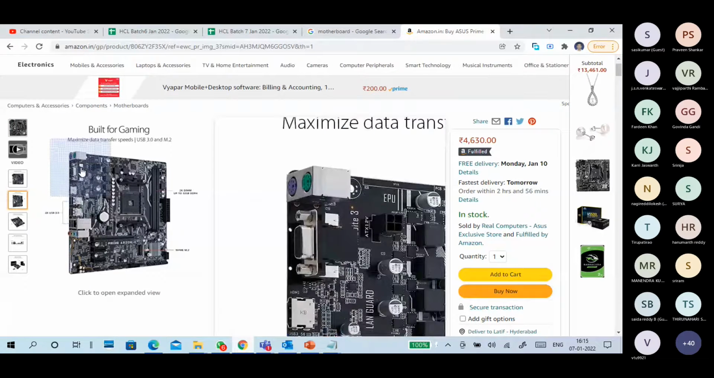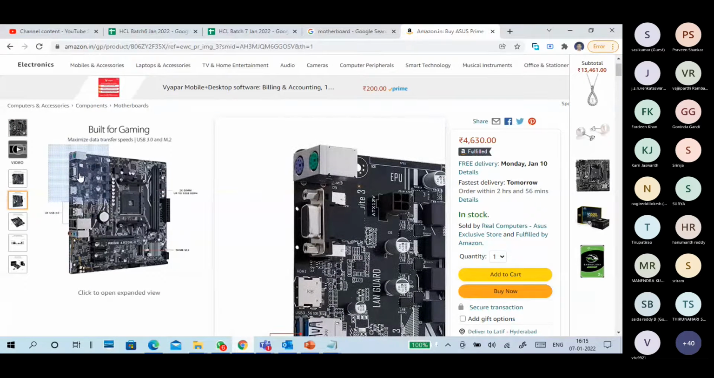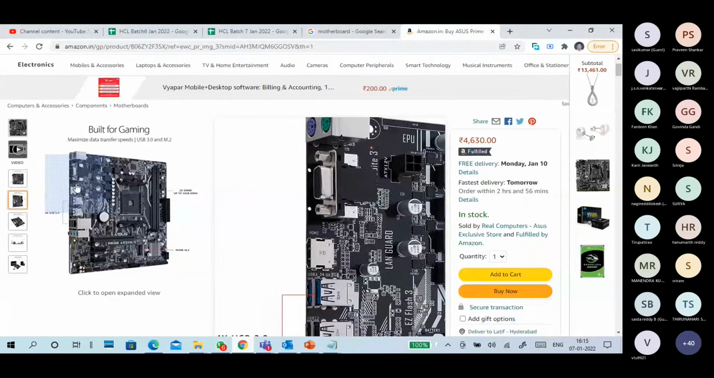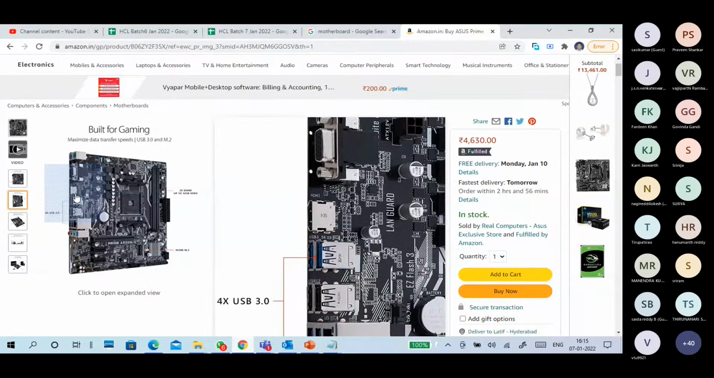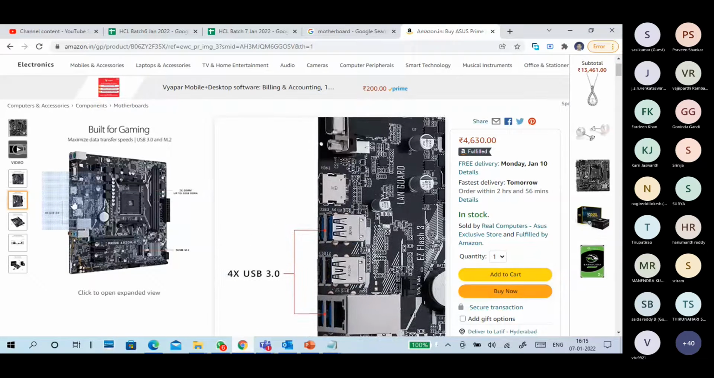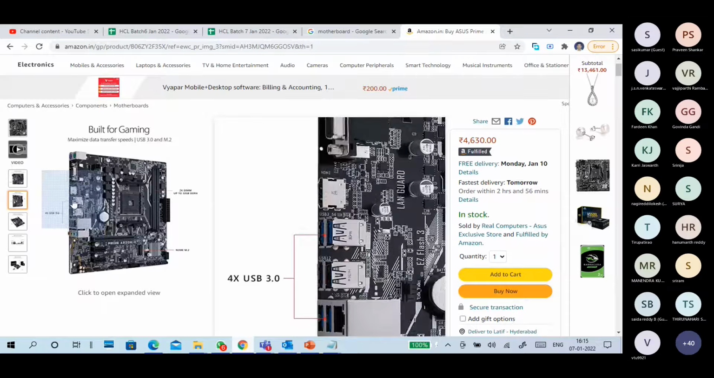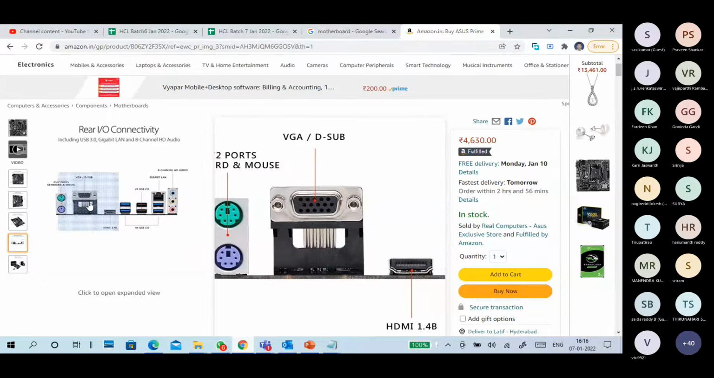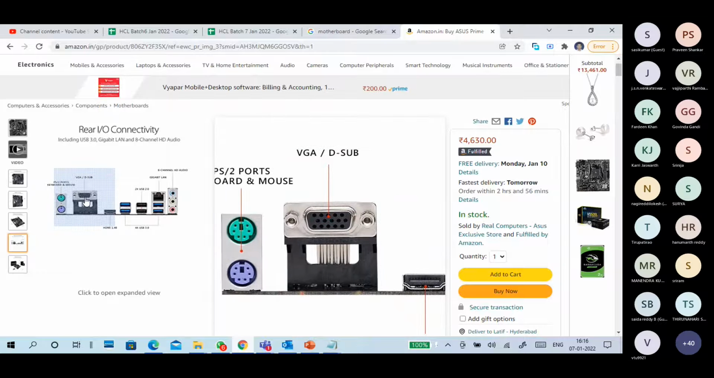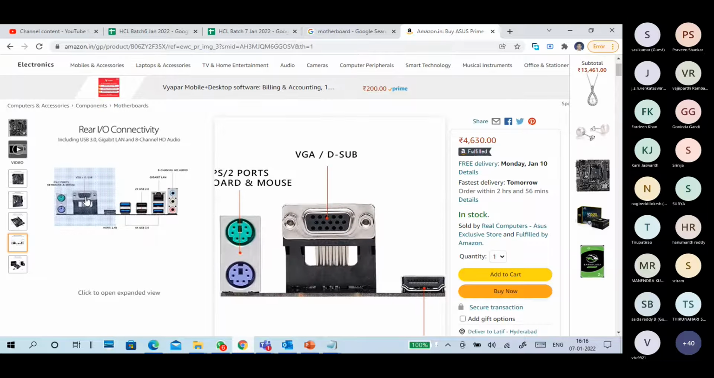And these are the back panel. You can see this is the back panel. So PS/2, PS/2, two connectors, one for a keyboard, one for a mouse. This is the VGA port. This is a mini HDMI. These two are mini HDMI, normal HDMI only, I think. Yeah, normal HDMI only. This is the VGA. What is VGA? Video Graphics Array.